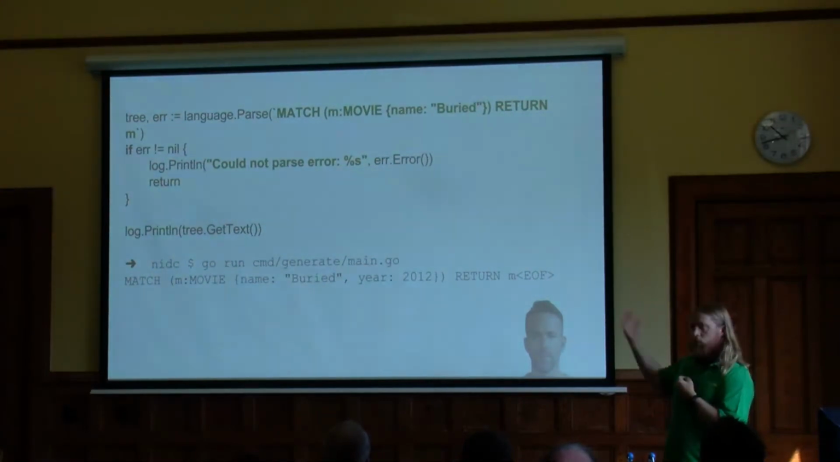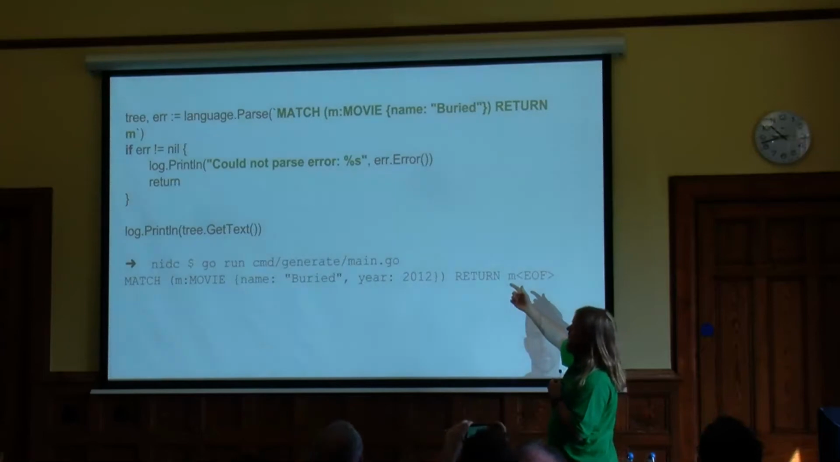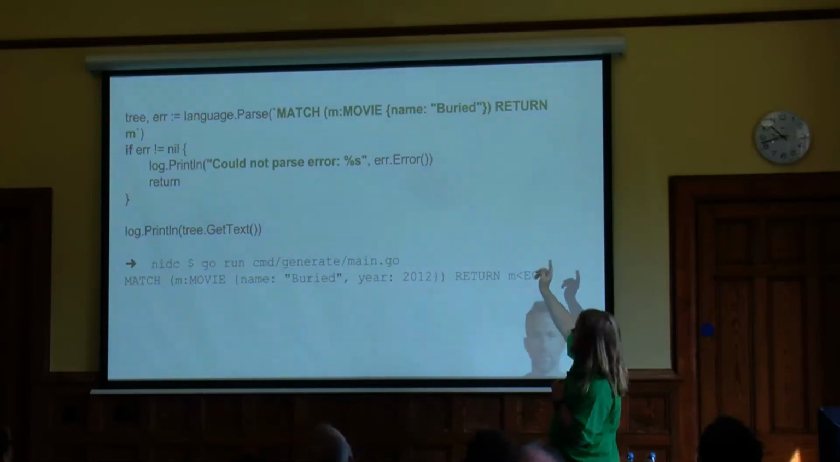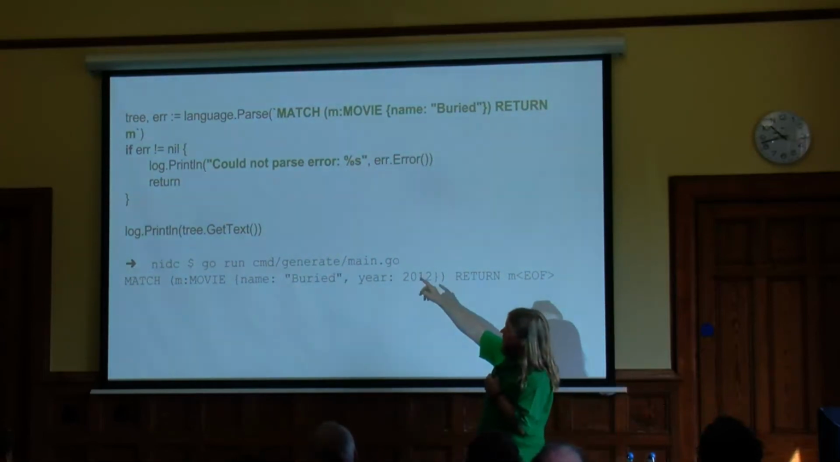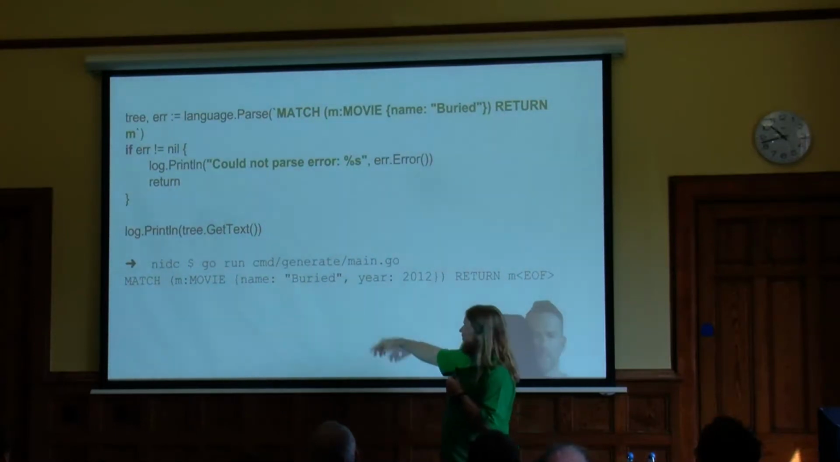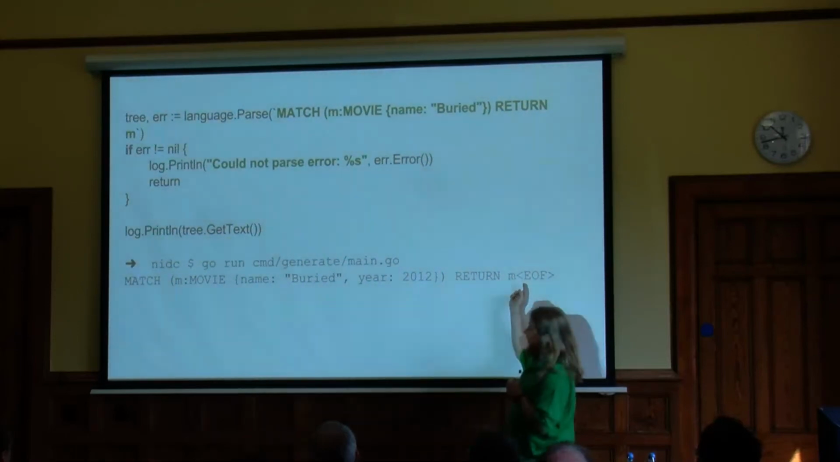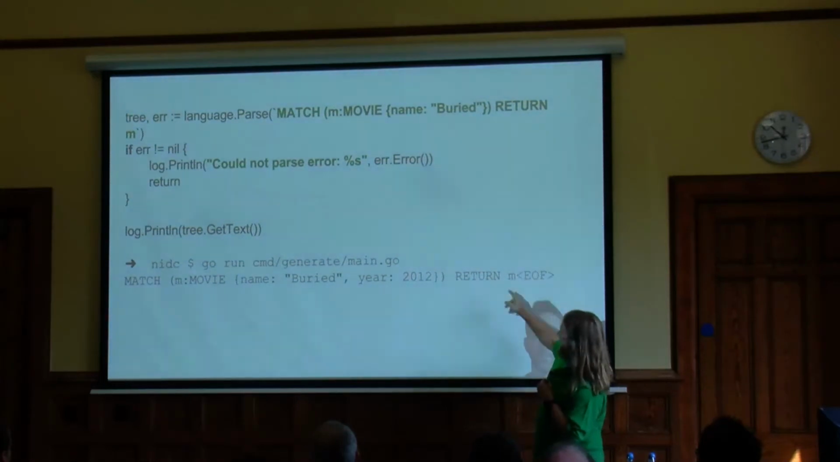So this is what we're actually going to do. This language.parse is just running that function that I showed you there, and it's passing in this as a string. If the error is nil, then it can parse it, otherwise just print it out. So what I've done here is I've run this file, I've passed in this statement and got this back out.